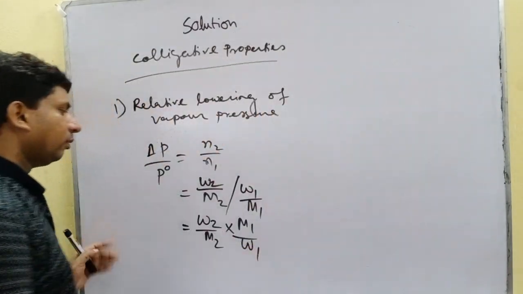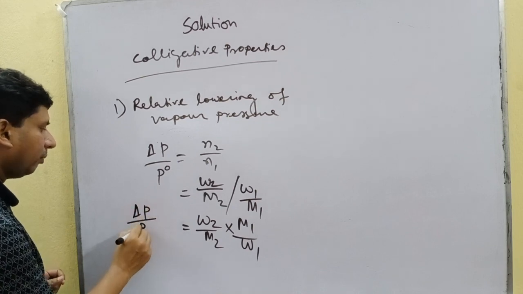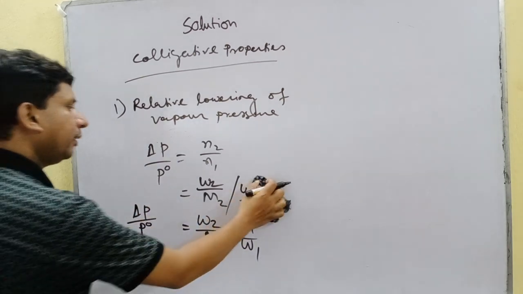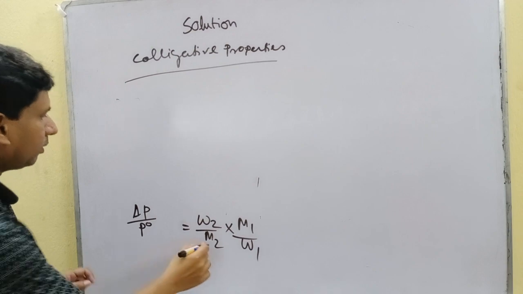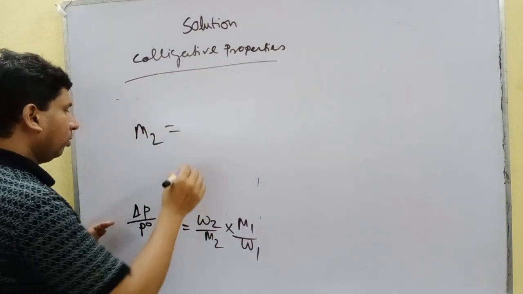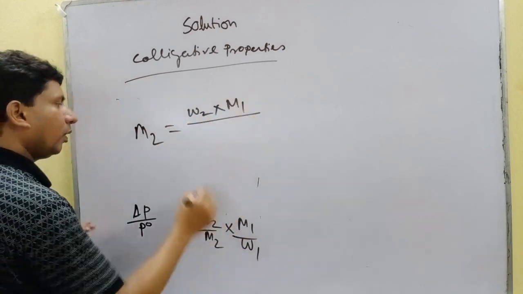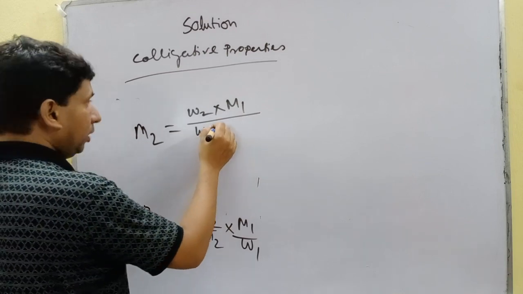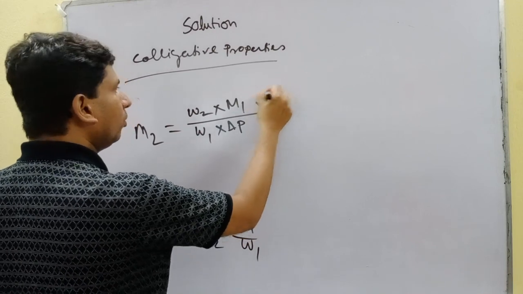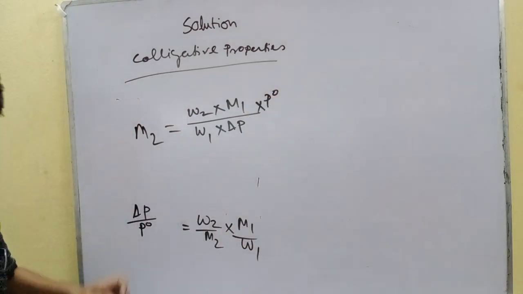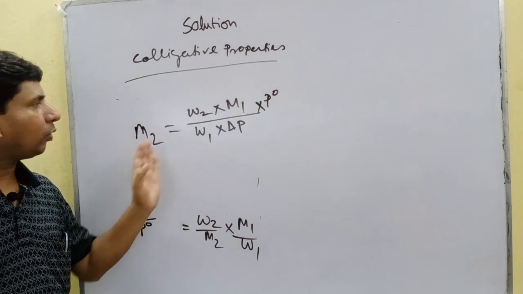So there is a relation: relative lowering of vapor pressure, delta P by P0, equals this. Then we can rearrange this equation. If we rearrange it, M2 equals W2 into M1 by W1 into P0 by delta P. So we can calculate the molecular weight from this expression.